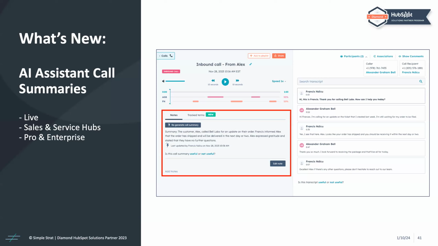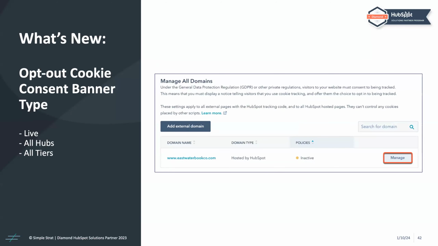So it's available on Pro or Enterprise, essentially for anybody that has calling, which is going to be the sales or service hubs. And then last update.